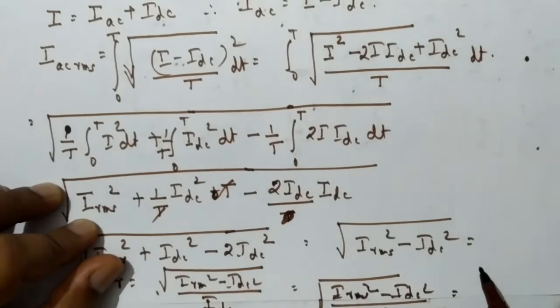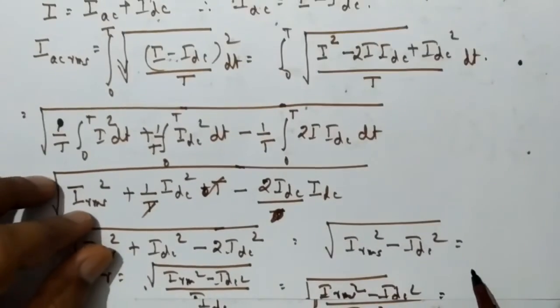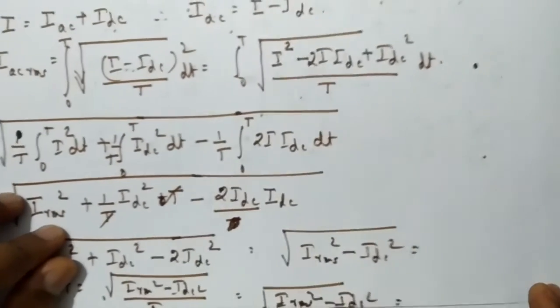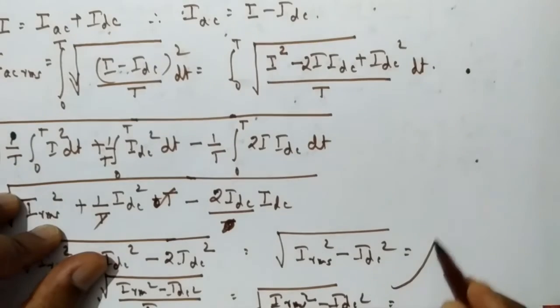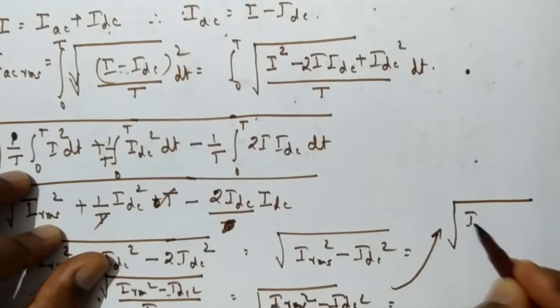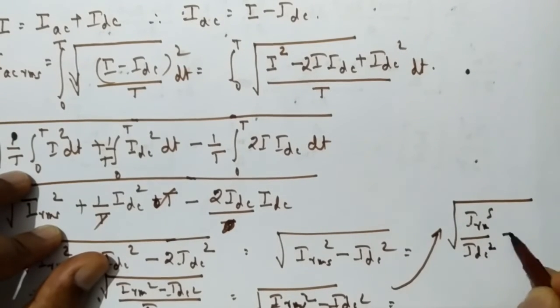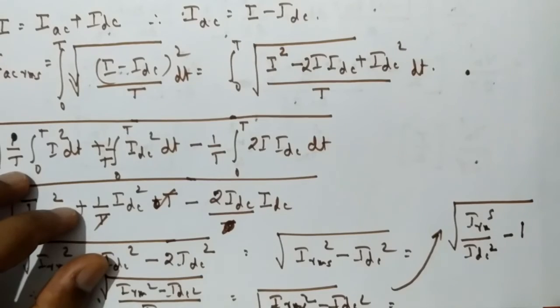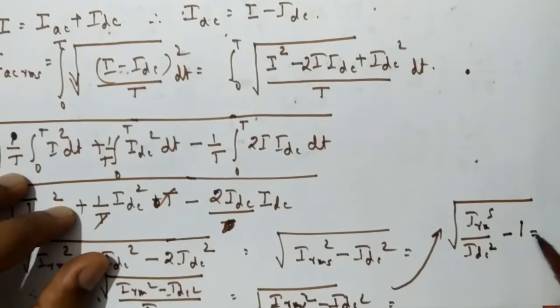This is equal to, I'll write here, under the root I RMS square divided by I DC square minus 1. This is a general expression for the ripple factor.